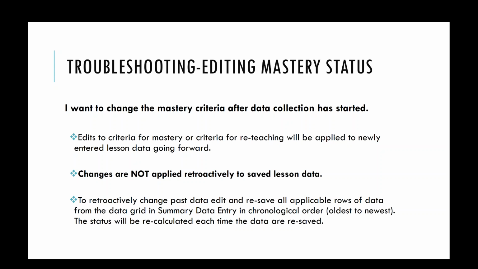If you want to make changes and have them reflect in previous data, so retroactively, it's pretty easy. You just need to navigate back to that same data grid in the summary page. Start with the oldest and go to newest. You're going to edit and save. You don't have to make any actual edits. You just hit edit and save, each line going again, oldest to newest. And it's going to retroactively incorporate that newly updated criteria for either mastery or reteaching. So that's a way to capture something that's happened previously and make up for a change that you've made. Pretty simple.